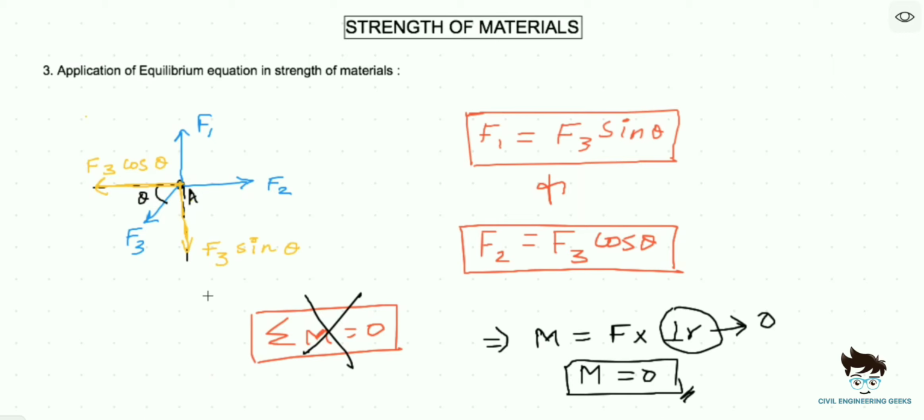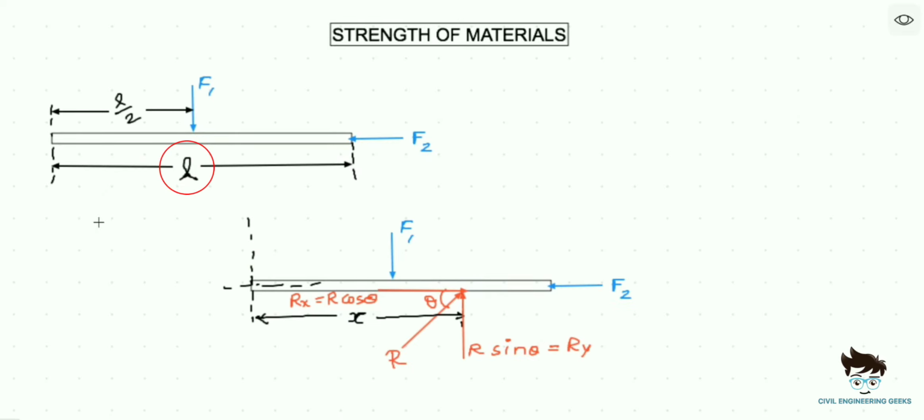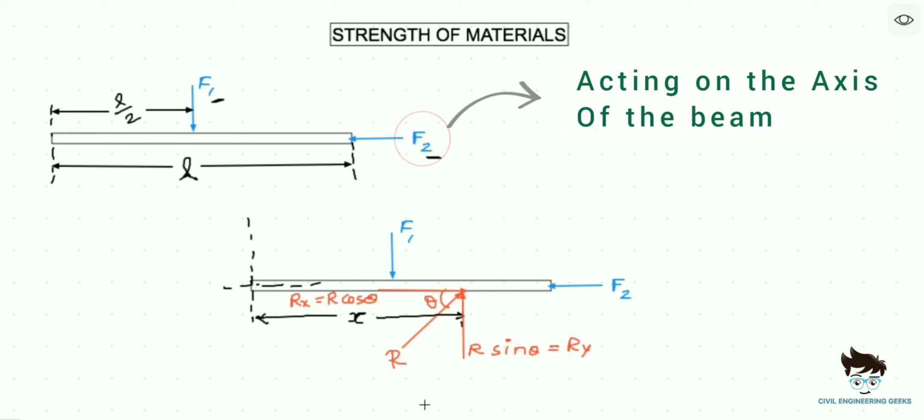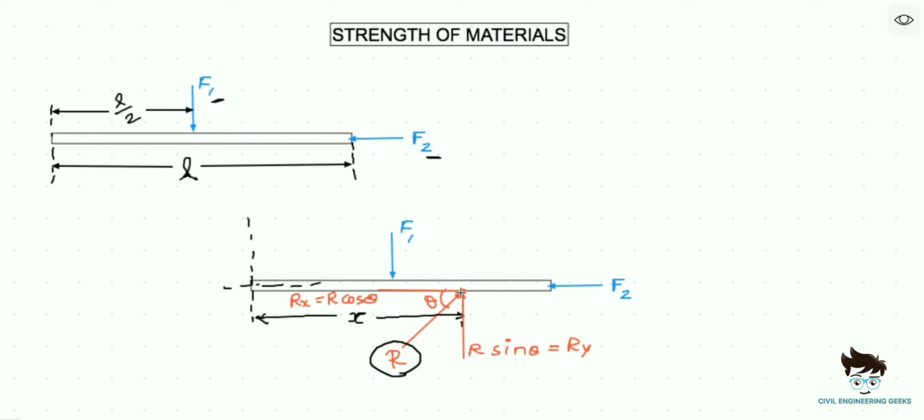We will see one more example where we can use all the three equations. Suppose we have a beam of length L. In this beam, we have F1 force acting in the downward direction at a distance of L by 2, that is the midpoint of the beam, and F2 force is acting towards left at the end of the beam. Now we are going to find the position of the resultant force from any reference point in the beam. Here I am assuming the reference point to be at the start of the beam, and the resultant force is assumed to be acting at a distance of x from that reference point.